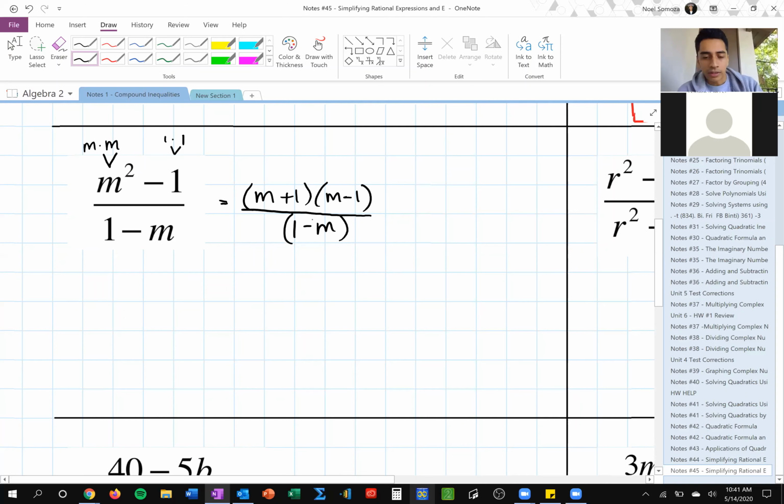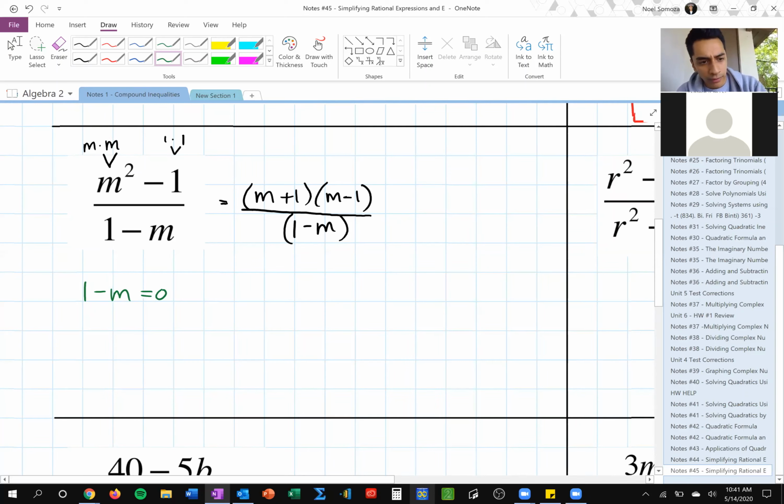Now you see that the m minus 1 and the 1 minus m look similar, but they're not quite the same yet. Because I do have this factor in my denominator, there is a value that if I were to plug in for m, it would turn my denominator into a 0. One of the ways to find it is to take that factor, 1 minus m, set it equal to 0, and when you solve for it, it'll tell you which value of m you're going to want to exclude.